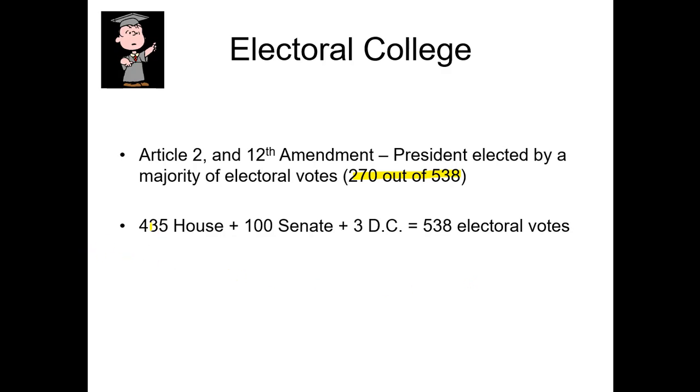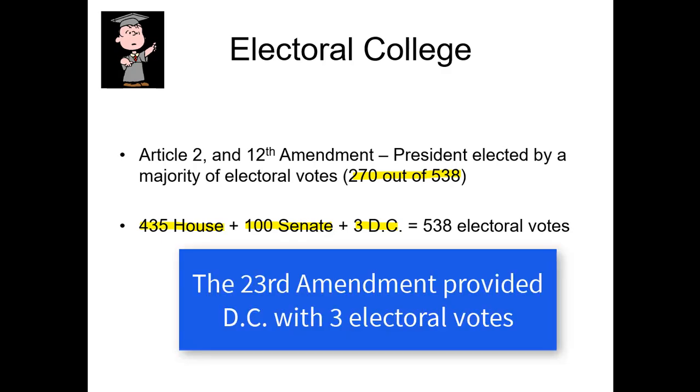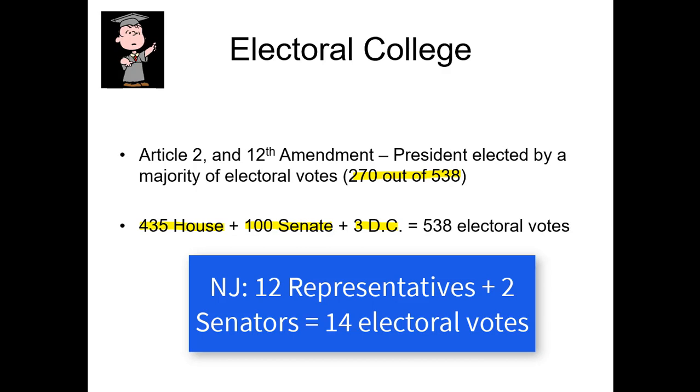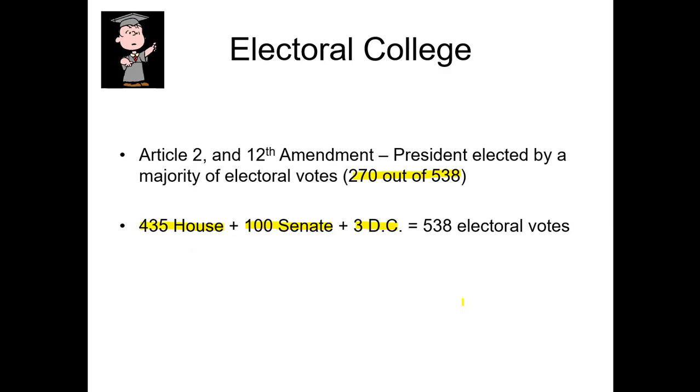That number comes from the total 435 members of the House of Representatives, plus the 100 senators, plus 3 votes that were given to the District of Columbia in a constitutional amendment. And so therefore each state has the same number of electoral votes as they do representatives plus 2 senators. For example, New Jersey has 12 congressional districts, therefore they have 12 representatives plus 2 senators. So New Jersey has 14 electoral votes.